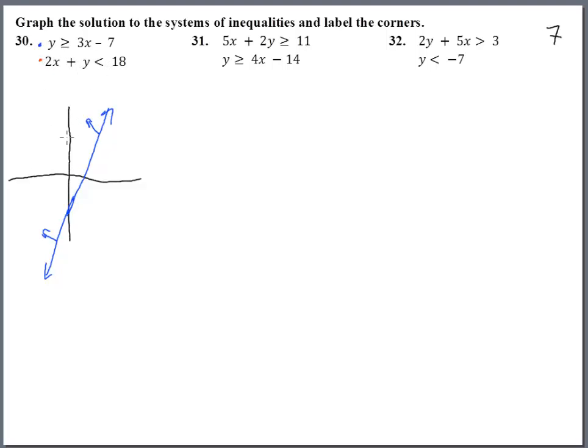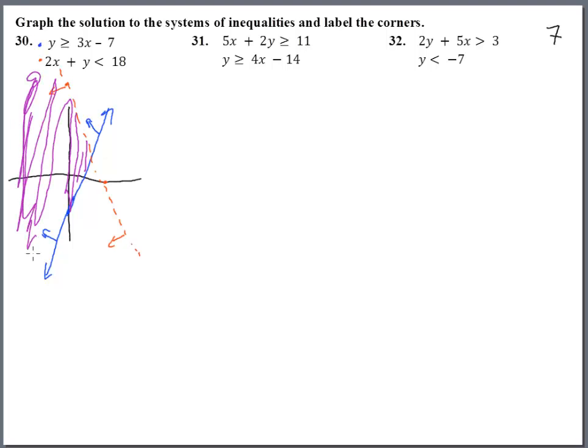2x plus y equals 18. So we could have, if we did intercepts, that would be 0, 18. Probably somewhere up there. And 9, 0. Something like that. Now notice this line has to be dashed like that. And we look, 0, 0 works, so we've got to go this way. Or you could think x is less than, y is less than, meaning we go left or down. So the solution then is all of these points in here.